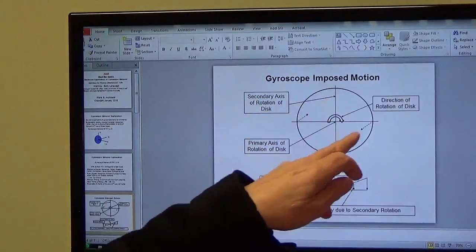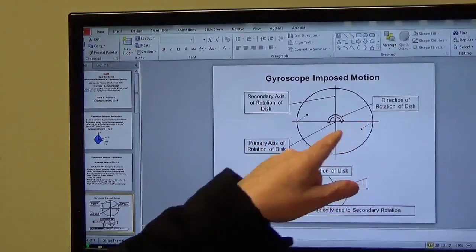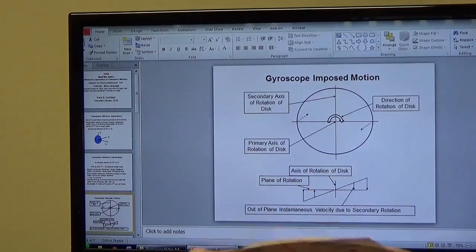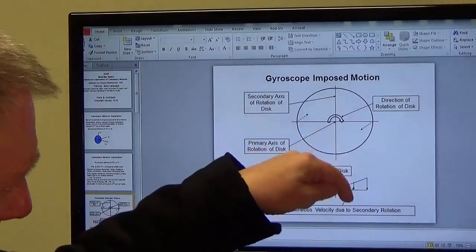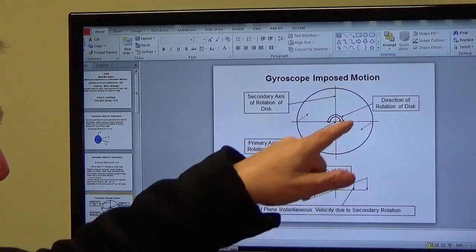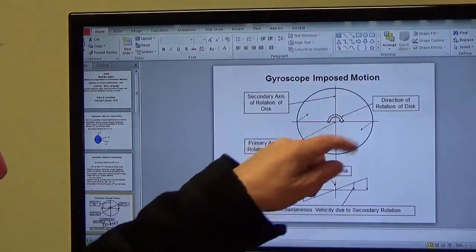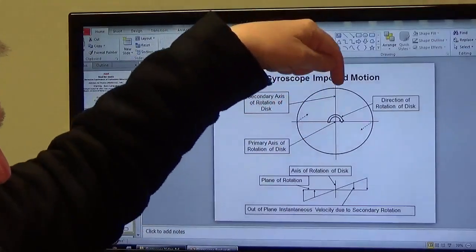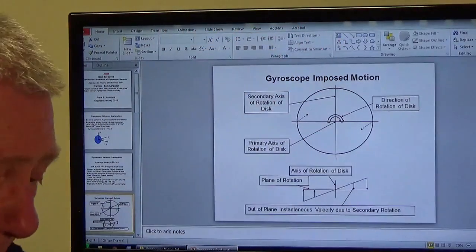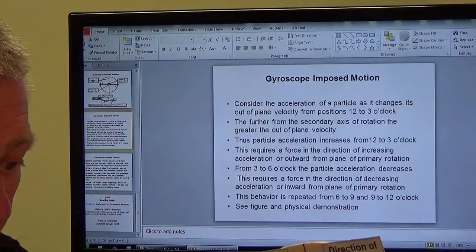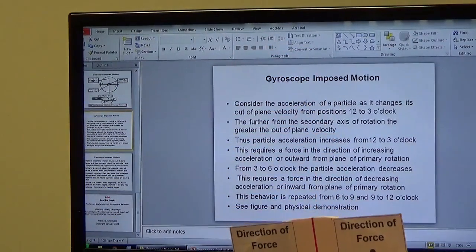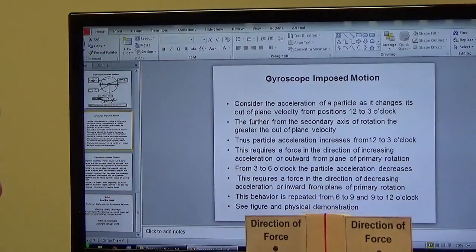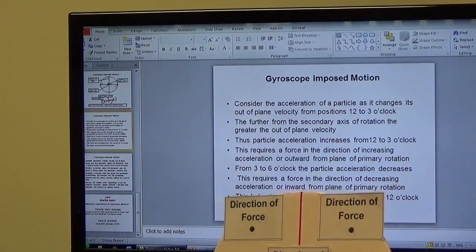There's the axis like this. This is the motion, out of plane motion, as I was talking about. And if you look down at the axis of the disk this way, that's what this is showing here, that there's a velocity of that disk going in that direction. This is due to the secondary rotation. This is the primary rotation, and this is the secondary rotation up here. And then these all just walk through what I was just doing here, going from 12 to 3, 3 to 6, and throughout.